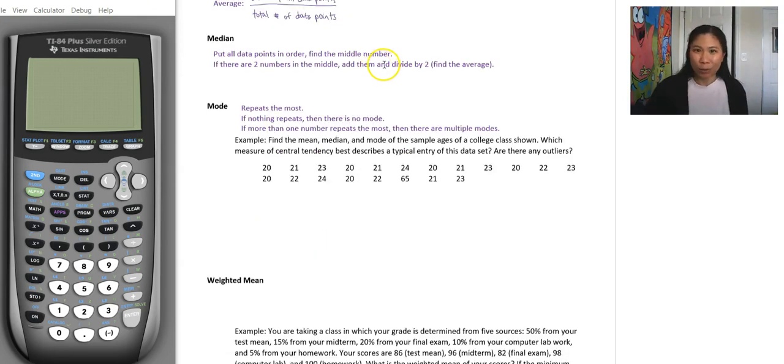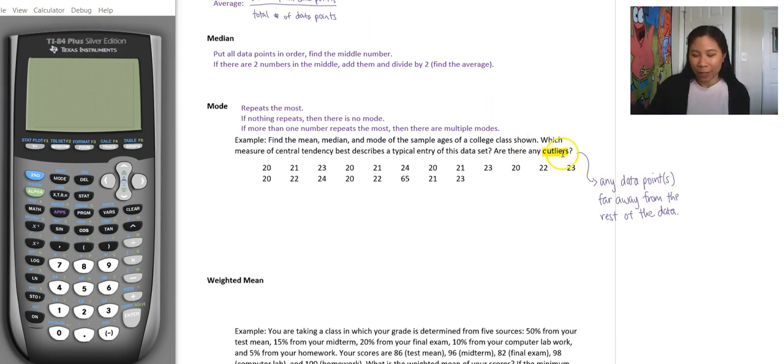So I want to do an example together, using the calculator to calculate our mean and median because, if we have the technology, why not use it? In this data set, we're going to try to find the mean, median, and the mode of the sample ages of a college class shown. Which measure of central tendency best describes a typical entry of this data? Are there any outliers? So first, let's talk about the outliers.